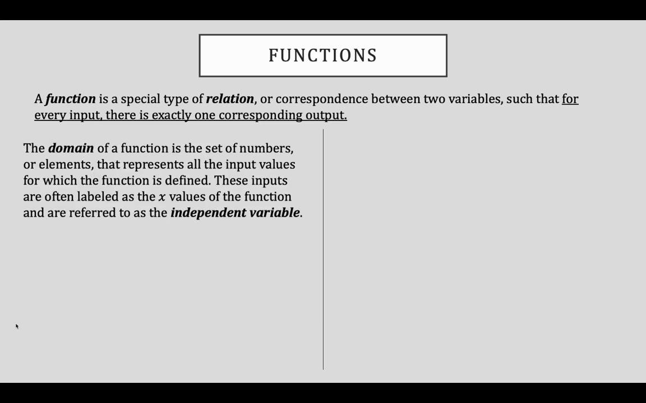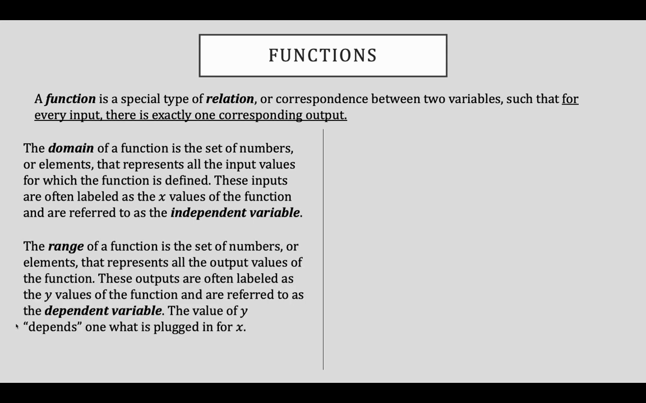The domain of a function is the set of numbers or elements that represents all the input values for which the function is defined. These inputs are often labeled as the x values of the function and are referred to as the independent variable. The range of a function is the set of numbers or elements that represents all the output values of the function. These outputs are often labeled as the y values of the function and are referred to as the dependent variable. The value of y depends on what is plugged in for x.